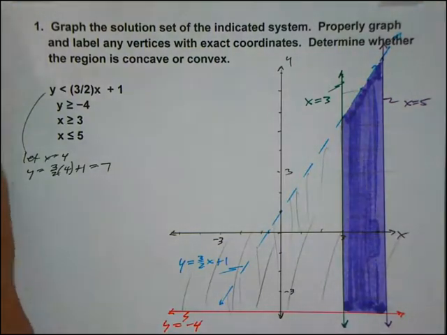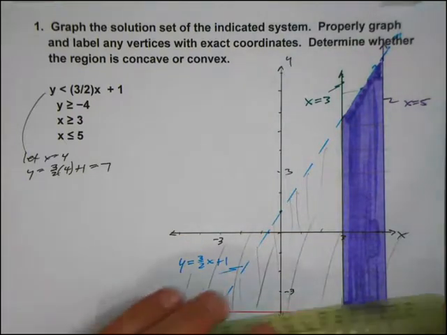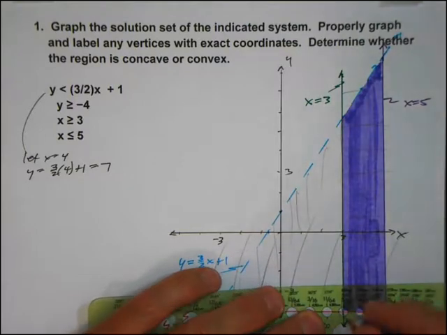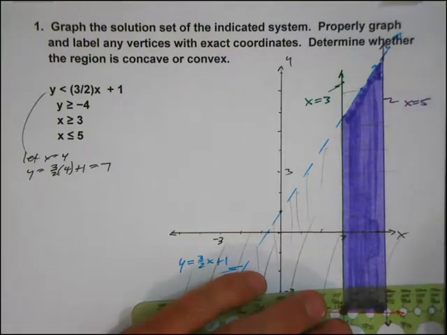Okay. Now, the vertices need to be properly graphed. This actually takes a little bit of thinking. Now, what about here? Here's this vertex. As it's the intersection of a solid line and a solid line, it indeed belongs in the solution set region. So this will be a solid dot. Okay, how about this vertex? Solid line, belongs in the solution set, solid dot.